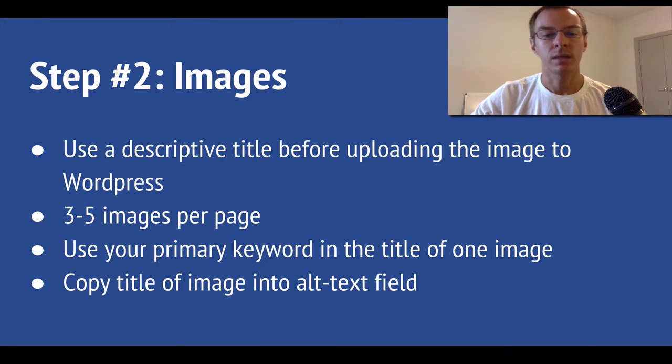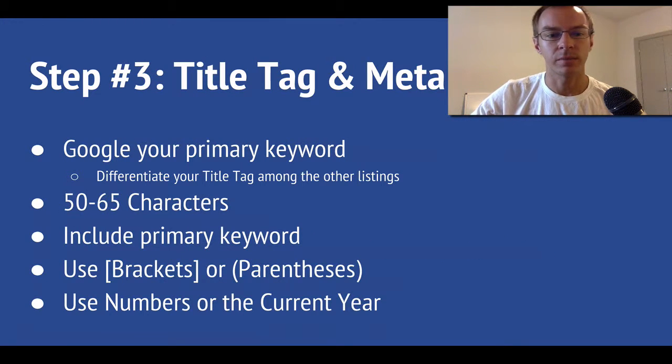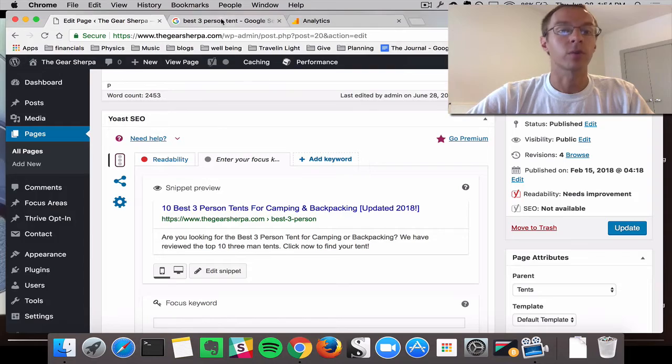Really, the image title as well as the alt text need to describe what the image is about. Google's getting better at reading images, but it's also looking at that title and alt text to see what your image and what your blog is about. Next, title tags and meta descriptions. So, well, first let's go over what a title tag is.